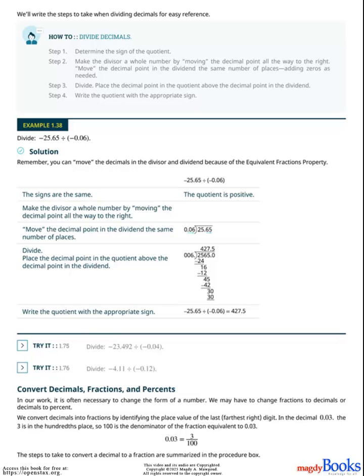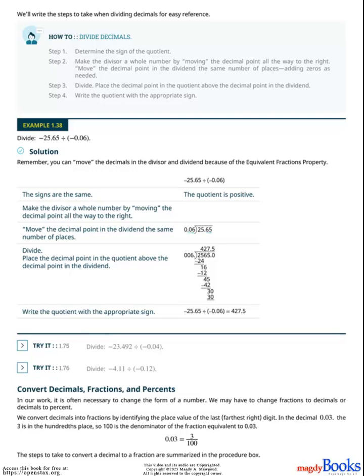1.4.4. Convert decimals, fractions, and percents. In our work, it is often necessary to change the form of a number. We may have to change fractions to decimals or decimals to percent. We convert decimals into fractions by identifying the place value of the last, farthest right, digit. In the decimal 0.03, the 3 is in the hundredths place, so 100 is the denominator of the fraction equivalent to 0.03. 0.03 equals 3 over 100.